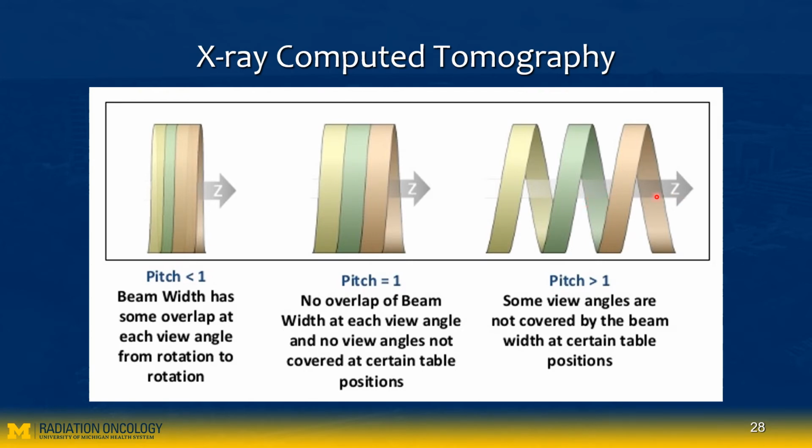I'll explain this next slide, but this is the beauty of this helical scan. You don't have to have pitch of 1 to reconstruct a certain cut. But when pitch is less than 1, that means there's significant overlap of beam width at each angle. So like I said, in 4D CT, we deliberately slow down the table advancement speed so that we can capture the full 10 phases of breathing.